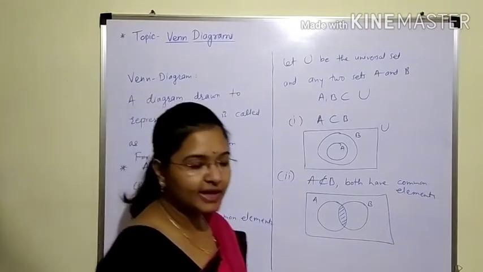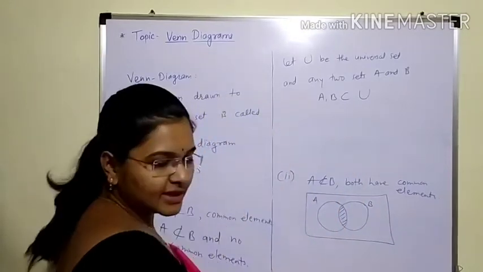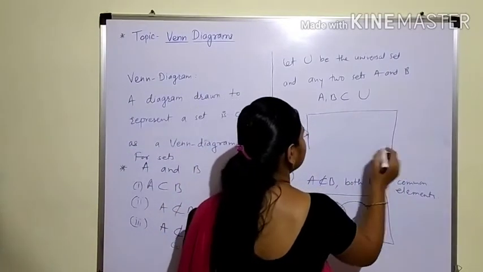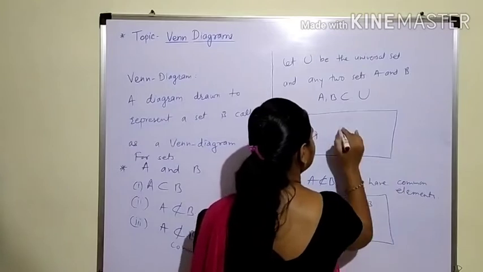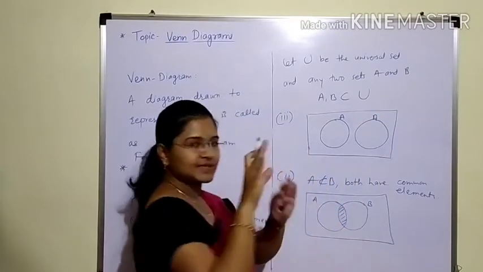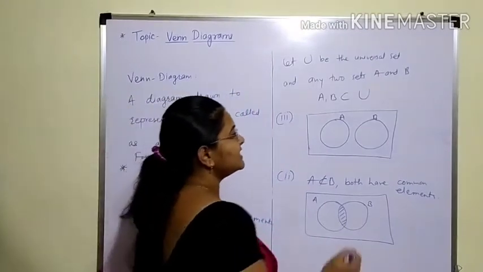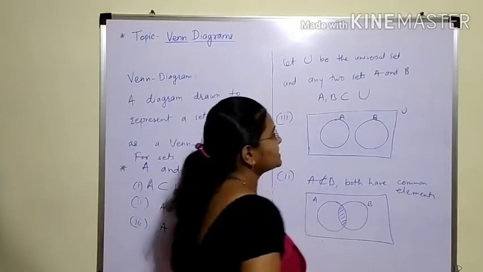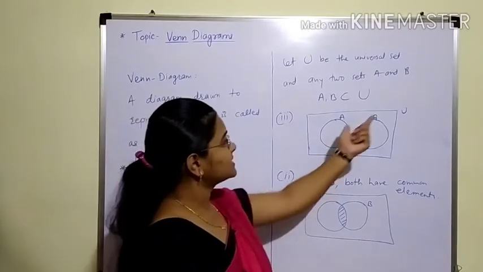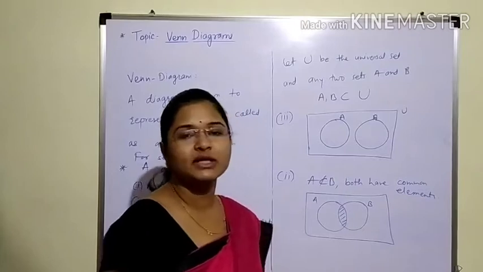Now the third case, when A is not a subset of B and both have no common elements, how can we draw the Venn diagram? See students, for this third case, we have the universal set U and we can draw separate circles for showing A and B. Both are not subsets of each other and both do not have any common element. That means both sets are disjoint sets. This is the universal set, which we represent using a rectangle, and A and B are both subsets of the universal set. So both sets we have represented using a circle.